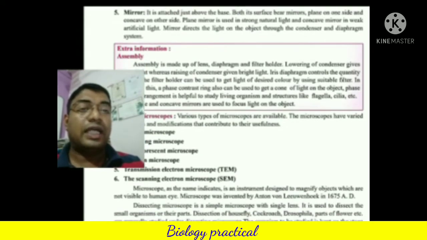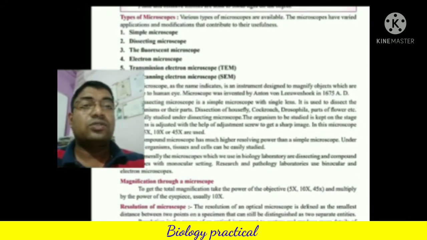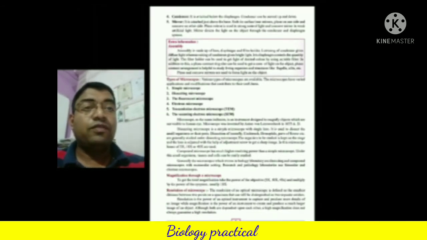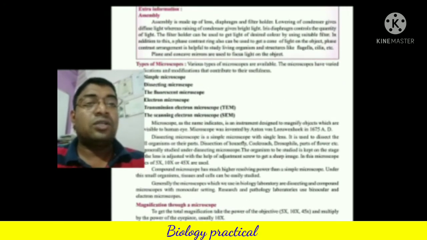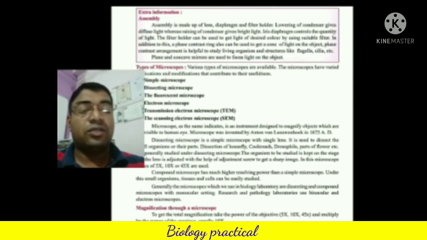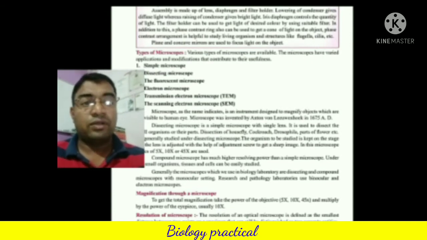We have different kinds of microscopes here. It's for general information: simple microscope, dissecting microscope, fluorescent microscope, electron microscope, transmission electron microscope, that is TEM, and scanning electron microscope, known as the SEM. It is also used for observing the minute details of an object.